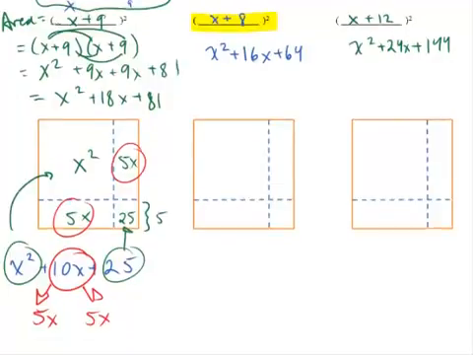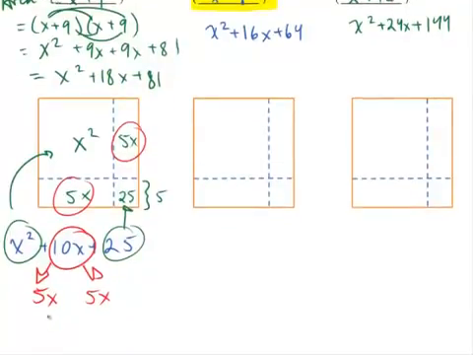When we try to write the binomial for this section, so what is the total length squared? We say it's x plus 5, this little section right down here, x plus 5 squared.